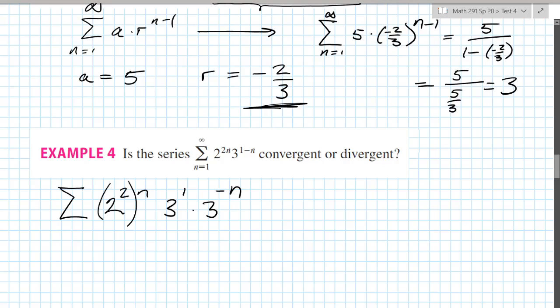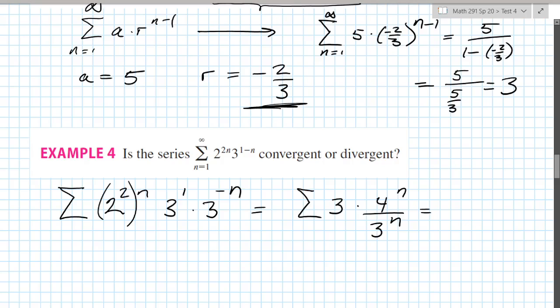Because remember, our goal is to get some common ratio to the n minus 1 power. Since that's our goal, my next step, I'm going to bring this 3 to the negative n and make that a 1 over 3 to the n. So I have 3 from the 3 to the first times 4 to the n divided by 3 to the n.